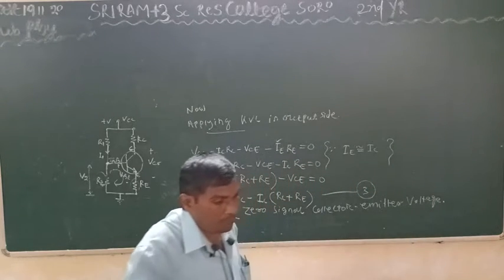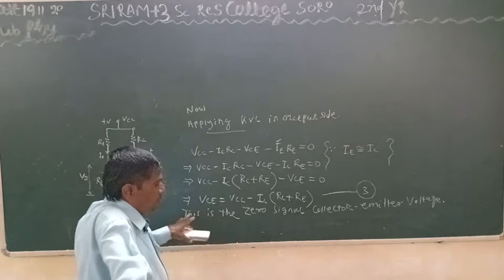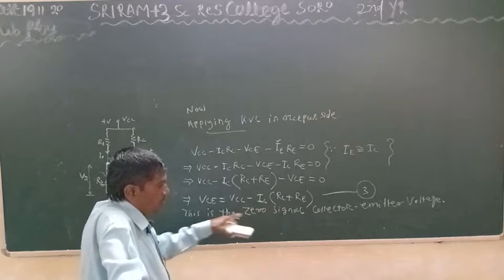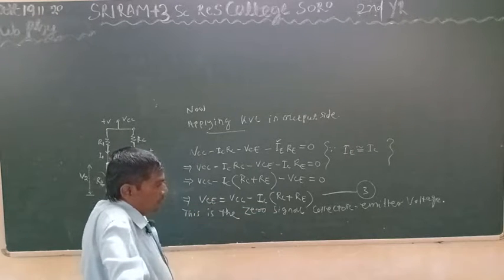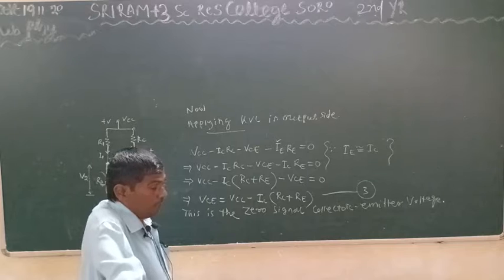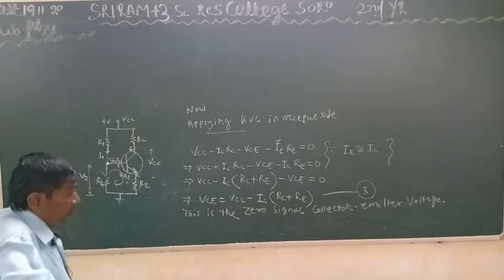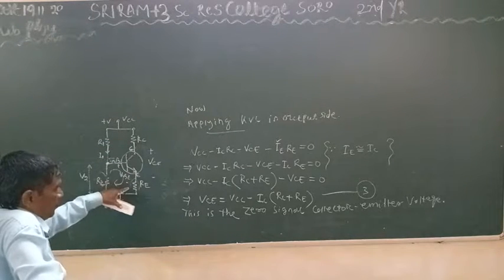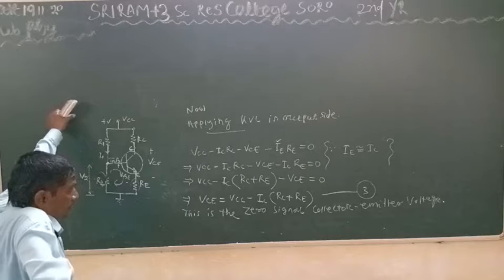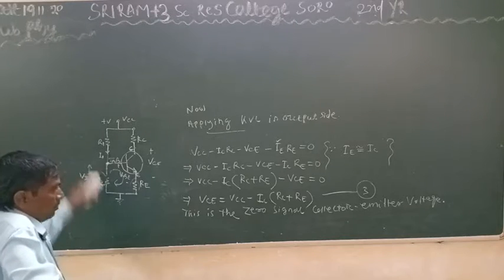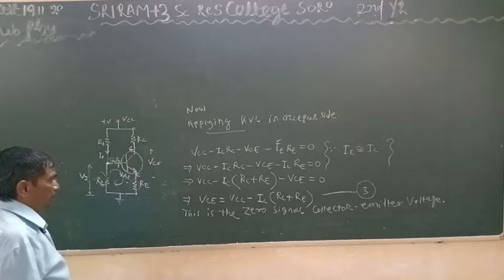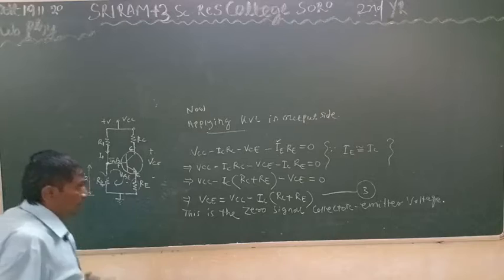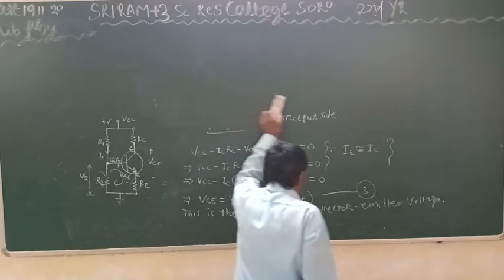Now from this definition, we consider this VCE as the zero signal collector emitter voltage. Now we calculate the voltage at the base point, collector point and emitter point. This is also known as the analysis of voltage divider biasing. First we calculate the voltage at the emitter point.